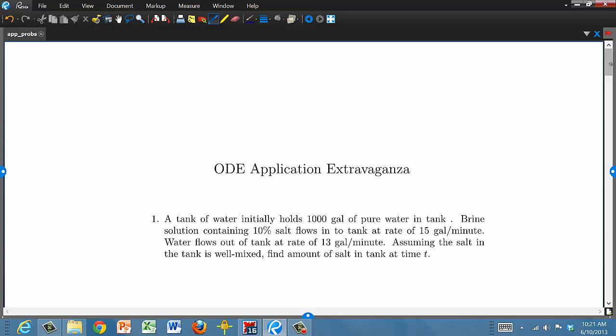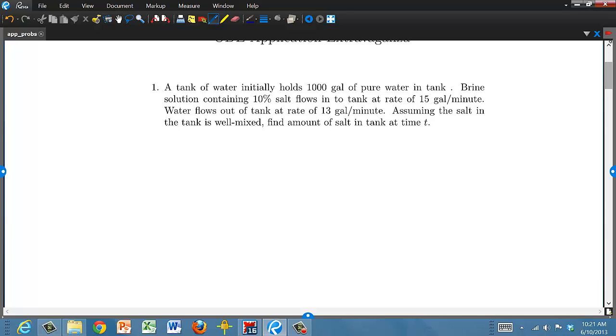Let's go ahead and talk about some application problems involving ODEs. This is sort of a classic problem. You've probably seen it, I think, at the end of Calc 2 you saw these kinds of problems.